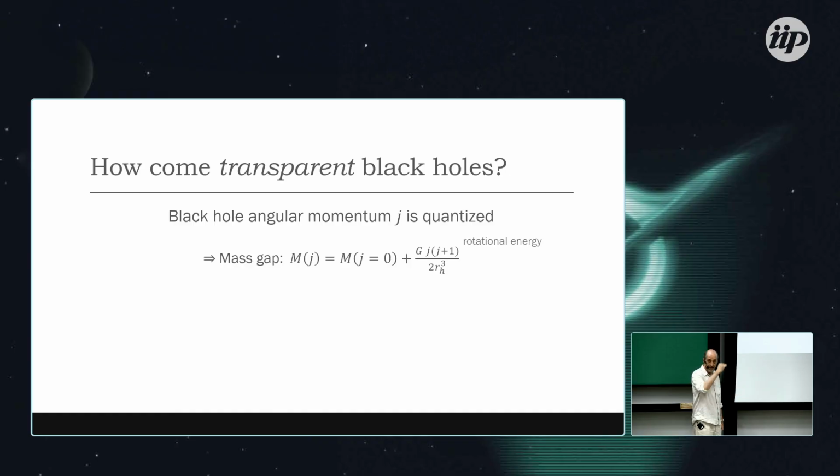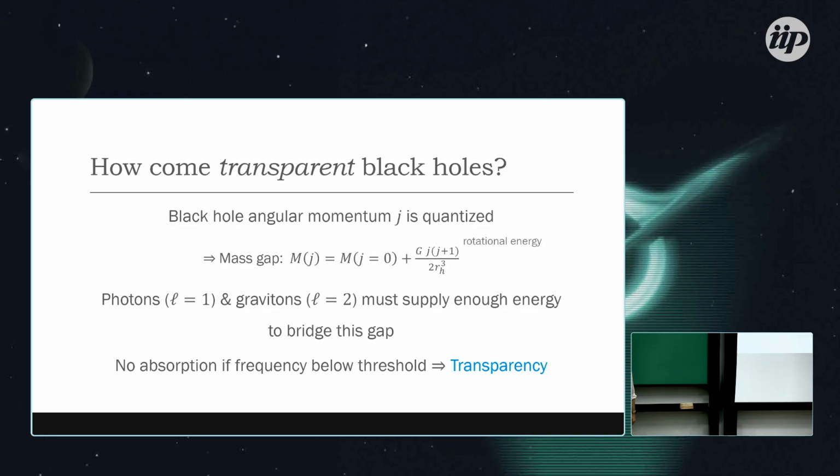This is discrete. There are discrete jumps, so there are gaps. Say that you're sending a photon or a graviton into a black hole that's in the spinless state. Then this photon or graviton must supply enough energy to the black hole to bridge this gap. If the energy is too low, you don't have any transition to the higher rotational state. So if the frequency is below a threshold given by this formula, absorption is impossible.